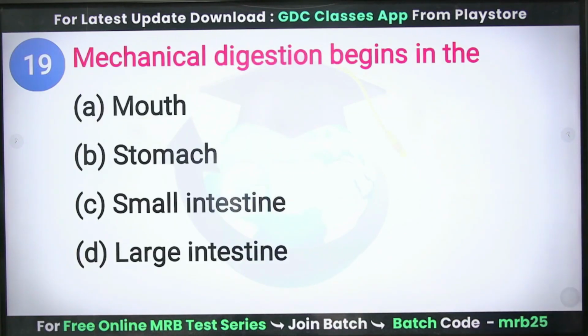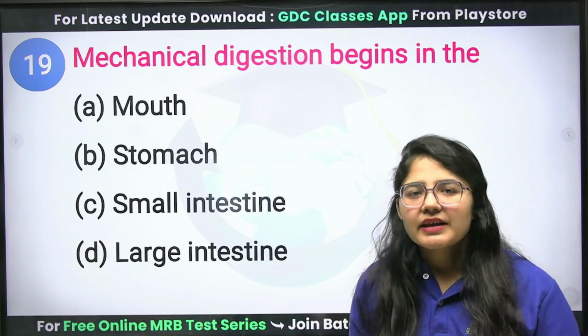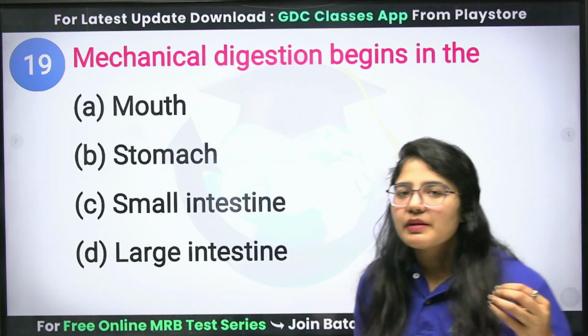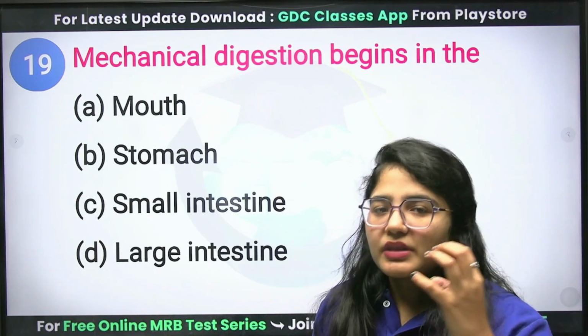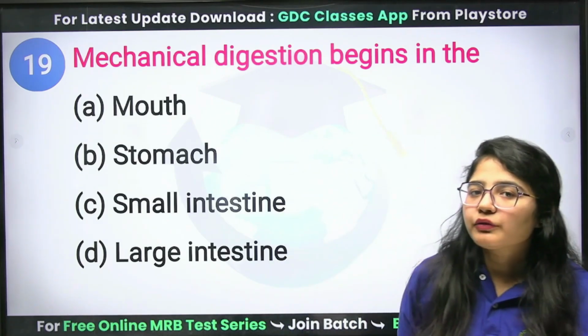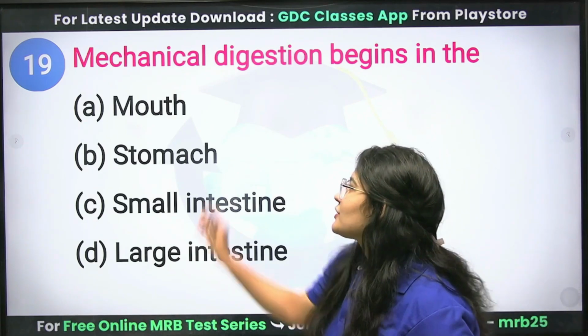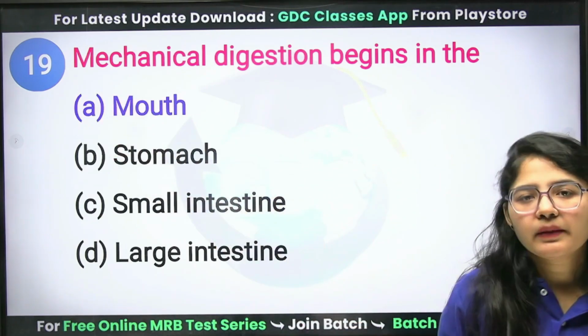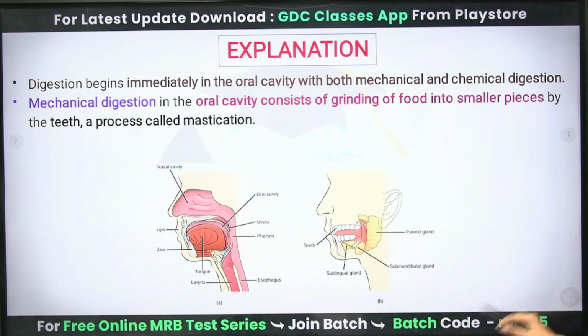Mechanical digestion begins in the... Mechanical digestion means we are applying some kind of energy. So the energy is applied, or cutting process is applied, by your mouth. The teeth are responsible. So the correct answer will be your mouth. Clear? Next question.